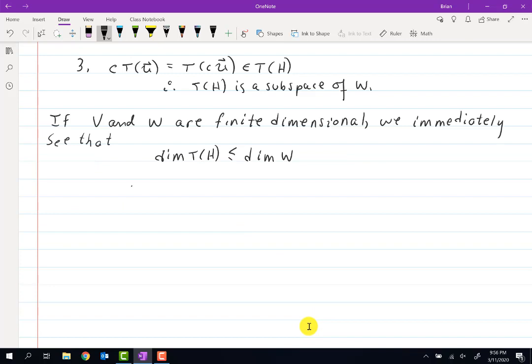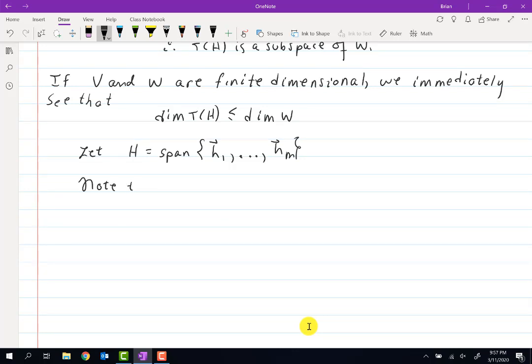We're going to let H equal the span of, say, M vectors, since it's finite dimensional. Then T of H equals the span of T of H1, comma T of H2, comma dot dot dot, T of H M.